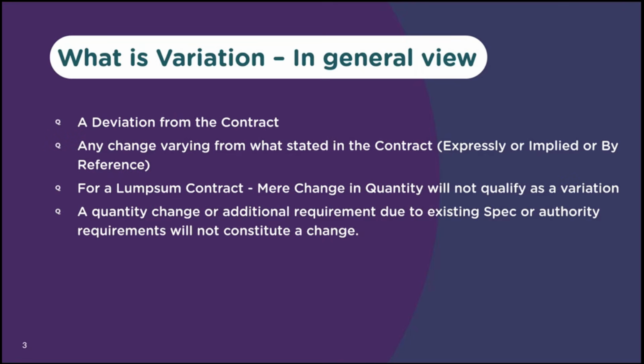If I take a firefighting example, in Dubai and in the UAE in general, the contractor has to ensure the civil defense requirement. So in the drawing, there are 10 sprinklers in one room. In the BOQ, 10 sprinklers. But as per authority requirement, you have to install 15 sprinklers. That's not a variation because in the specification, they should have already mentioned that the contractor is to fulfill all the authority requirements. So this mere change in quantity because of a specification or authority requirement will not constitute a change.